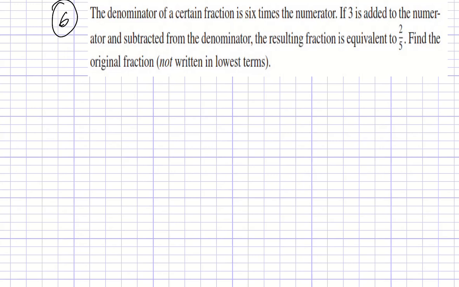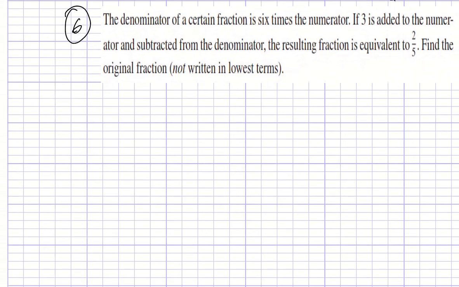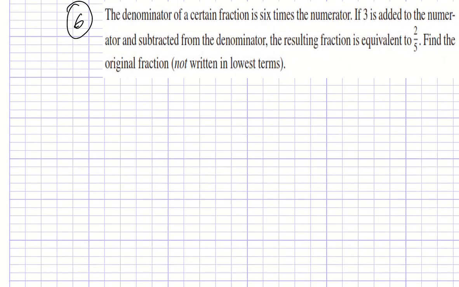This one said the denominator of a certain fraction is 6 times the numerator. Same thing we did before. If 3 is added to the numerator and subtracted from the denominator, the resultant fraction is 2 over 5. Find the original fraction, not written in lowest terms. It's like the one with number 5 that was solved.